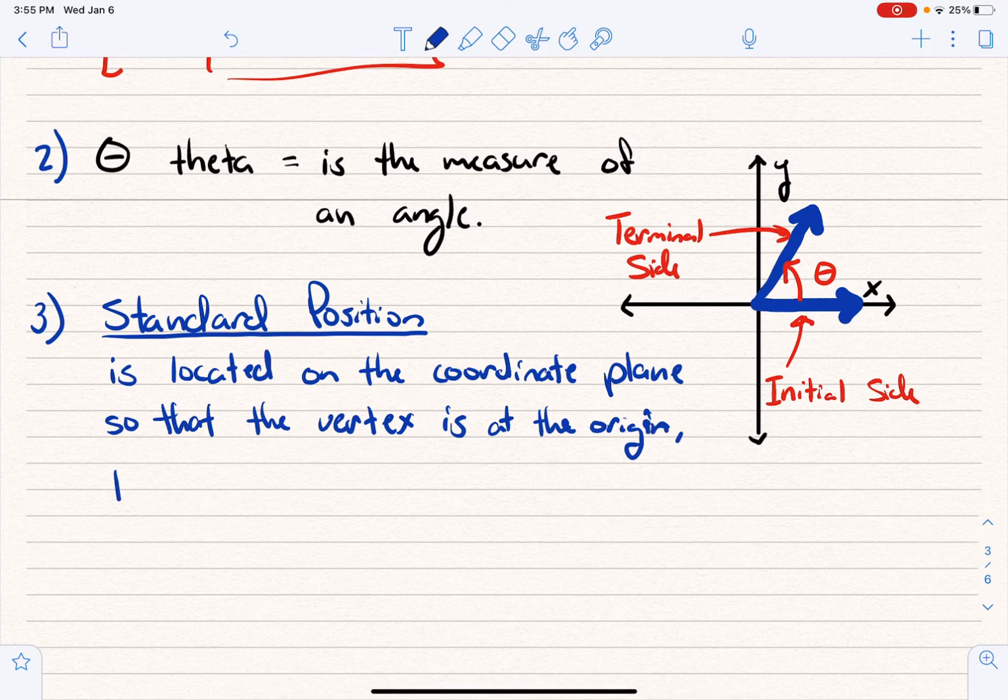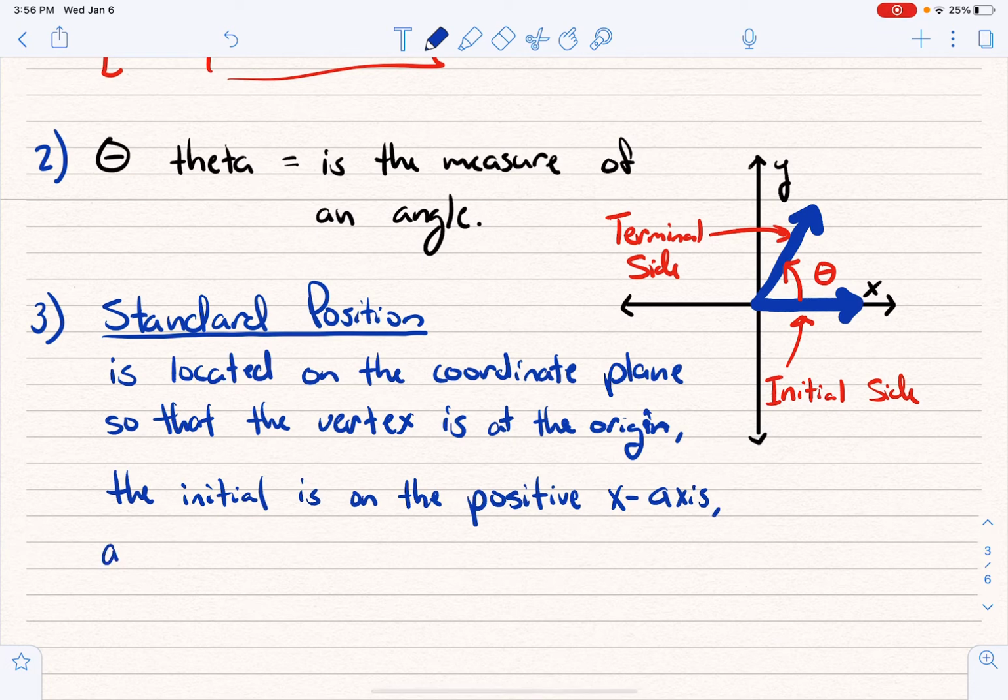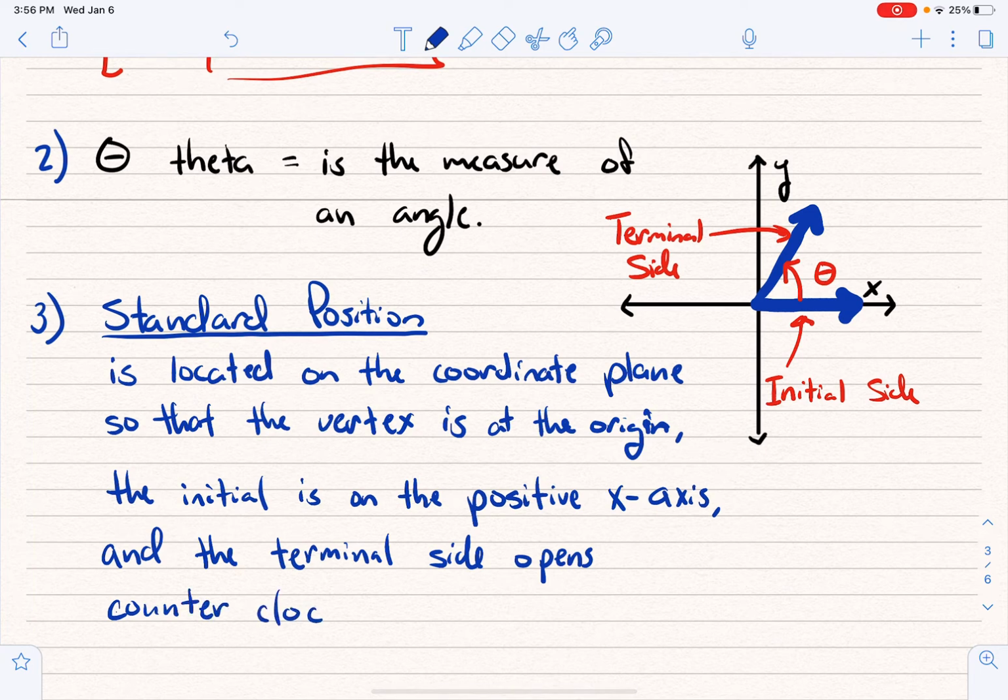The initial side, which is where an angle starts, is on the positive x-axis. And the terminal side opens counterclockwise. There's a lot of words, and I'm really sorry that got so long. Counterclockwise.